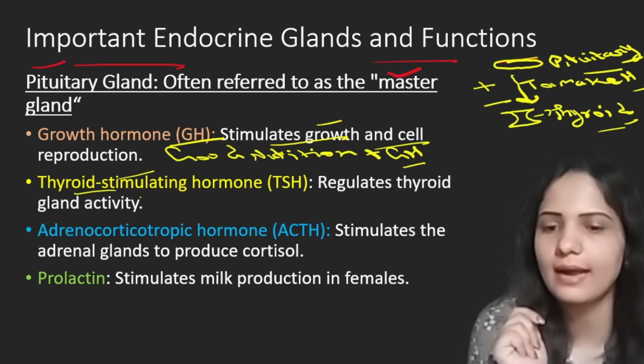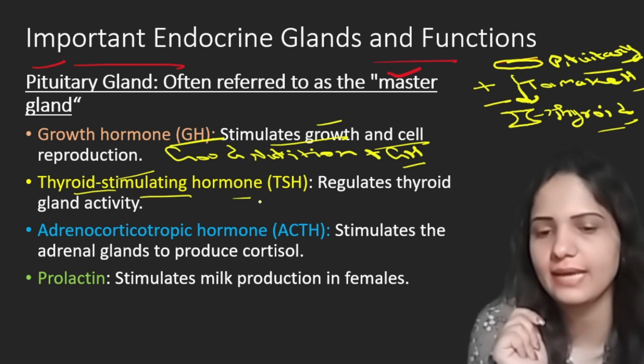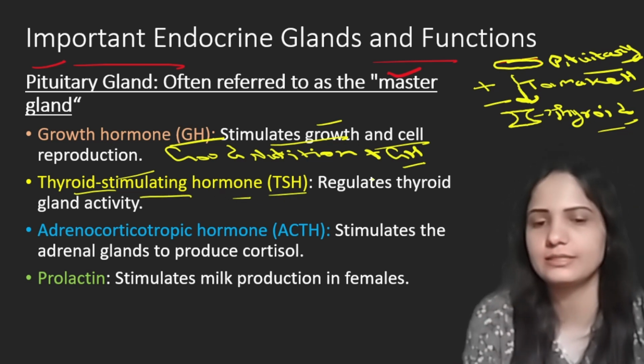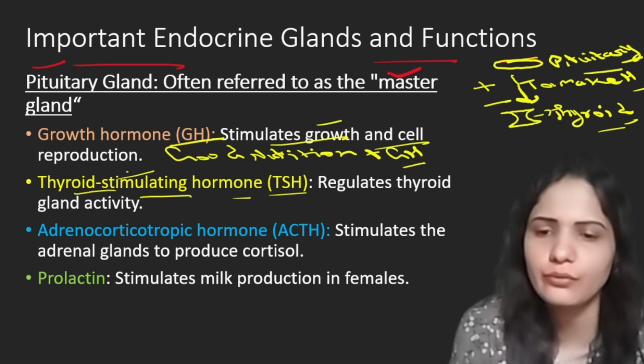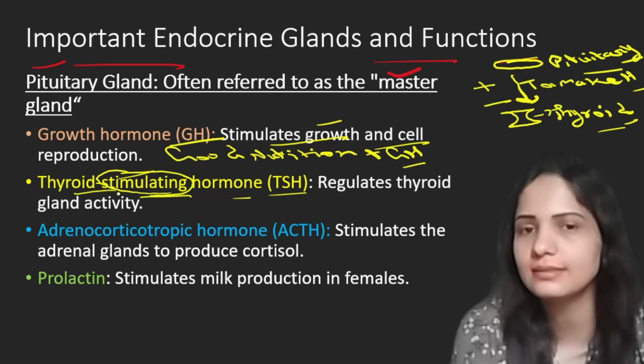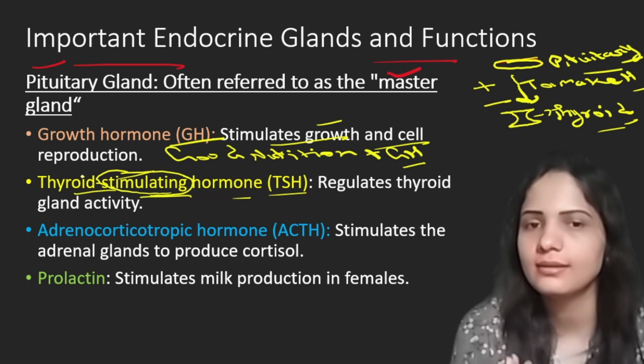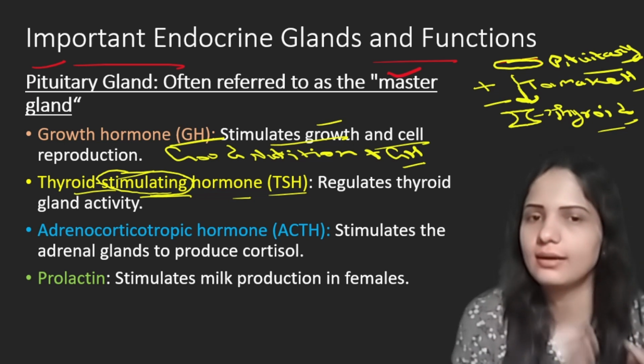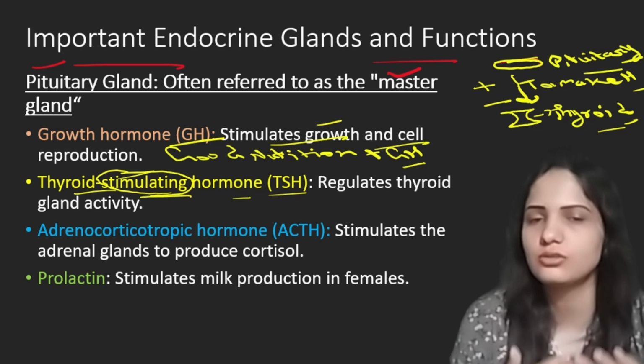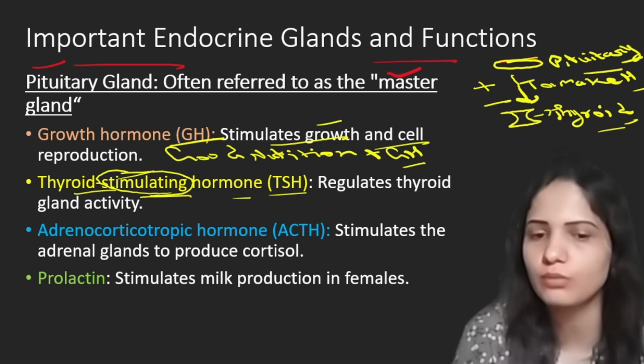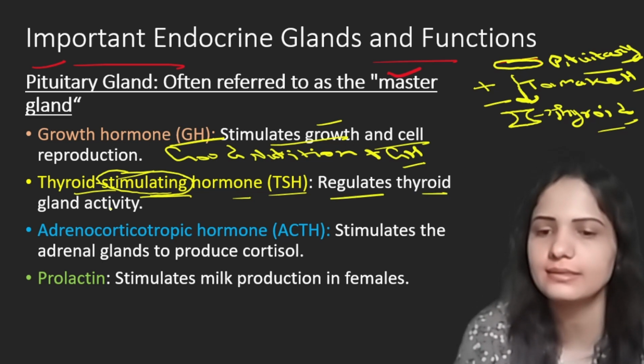Next we have TSH, thyroid stimulating hormone. Wherever you come across this word stimulating, it means releasing. It will tell the other gland that it has to release its hormone. Thyroid stimulating hormone regulates thyroid gland activity.